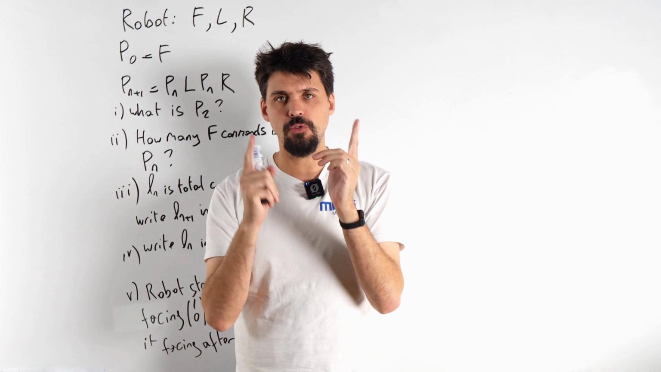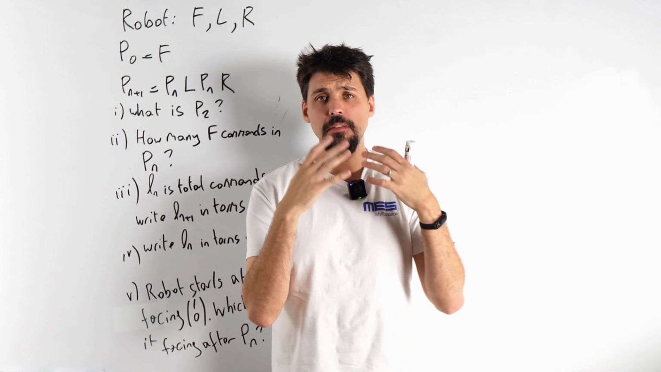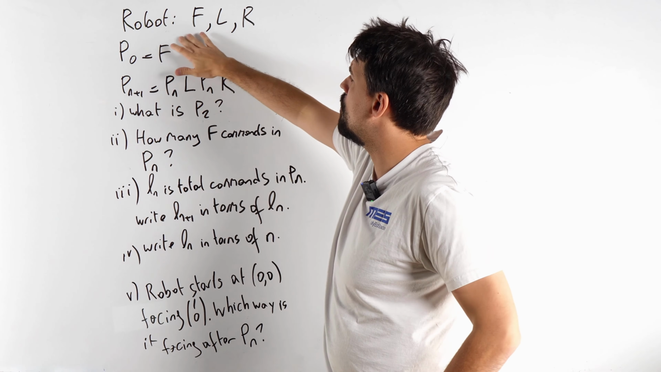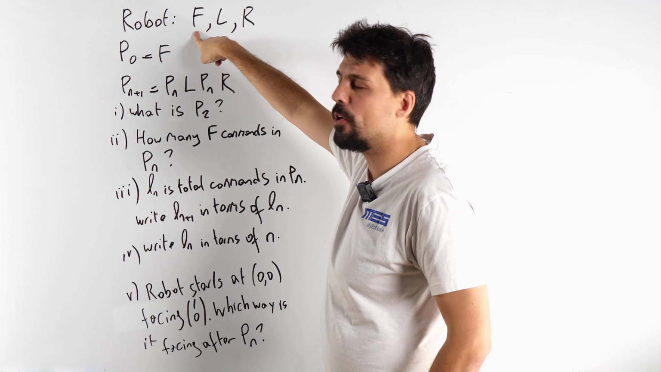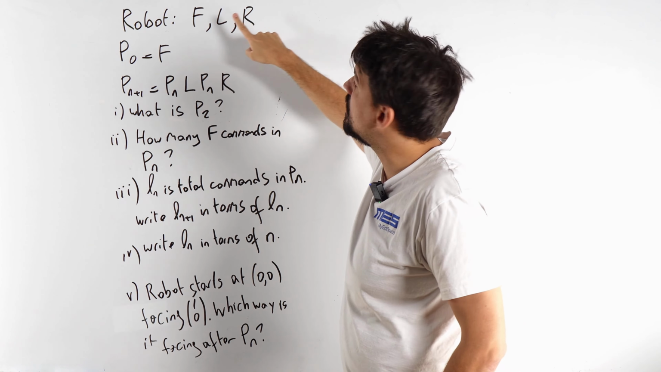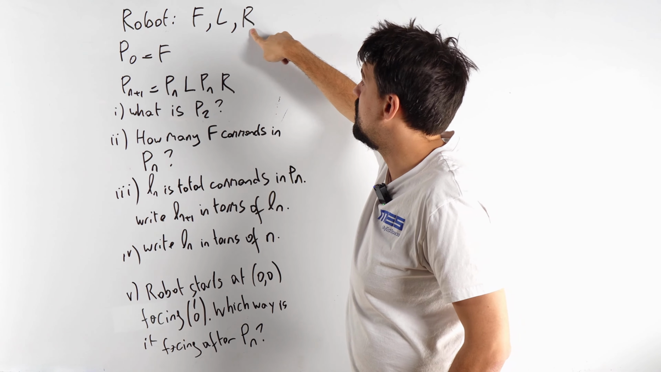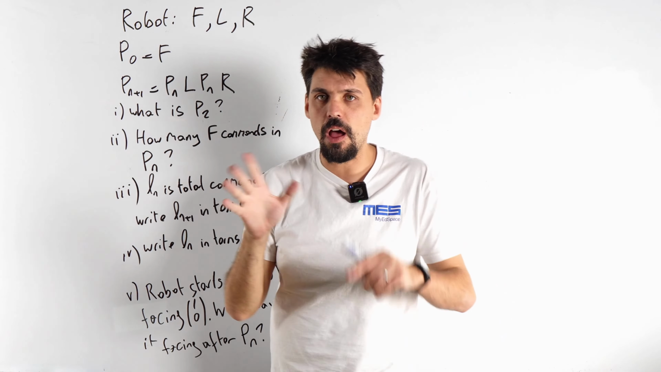Let's talk robots, or more specifically, simple commands for a robot. We've got a robot that's going to travel along our Cartesian grid. It's got three commands: move forward 1, turn left 90 degrees, turn right 90 degrees. Okay, those are our commands.